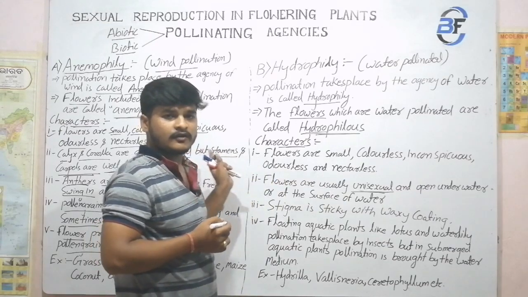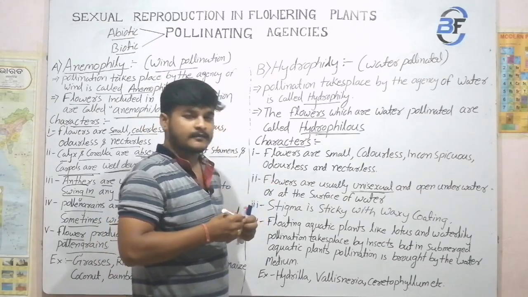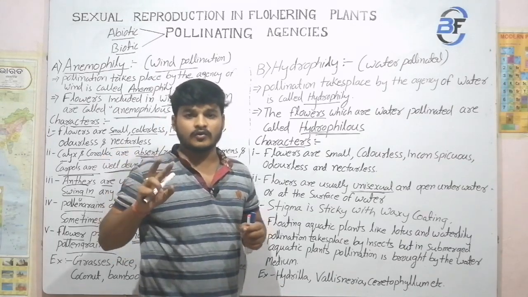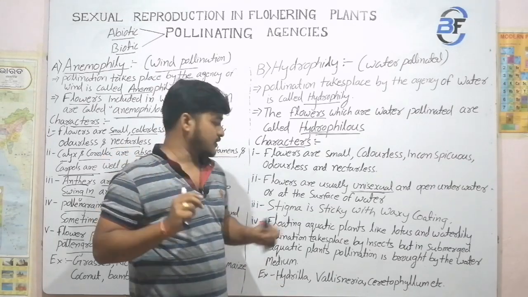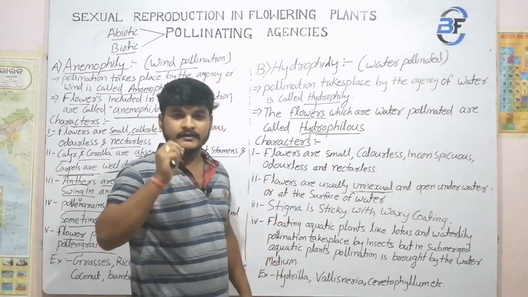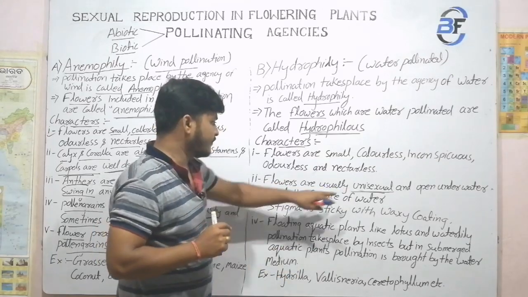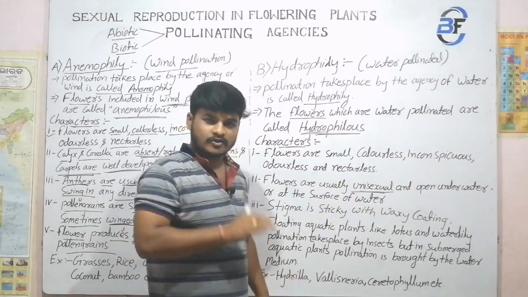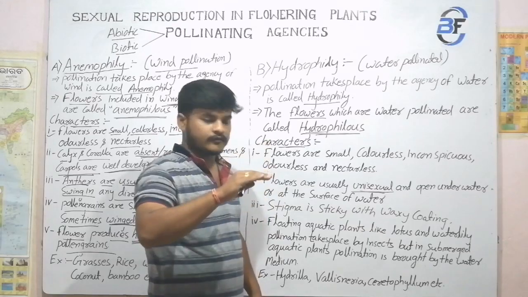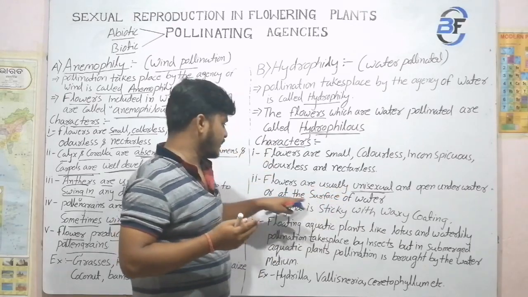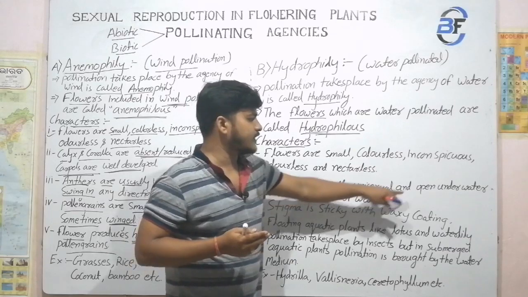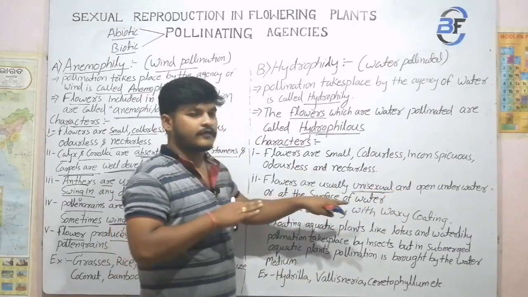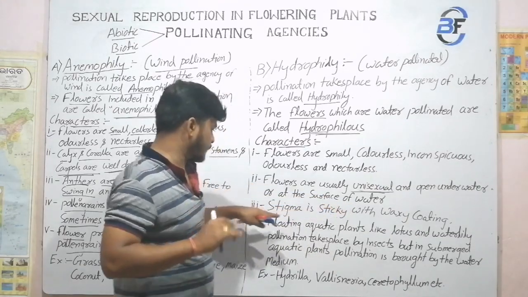In our previous statement, I told you that bisexual flowers are there. That means both the sex organs are present, both stamen and pistil, while calyx and corolla are absent. But in this case, a unisexual flower means a single sex organ is present in a flower, and it opens underwater or at the surface of water. That means in the submerged body of water or at the surface of the water.